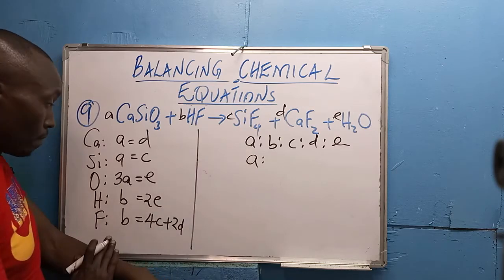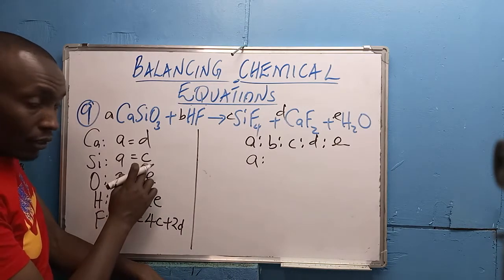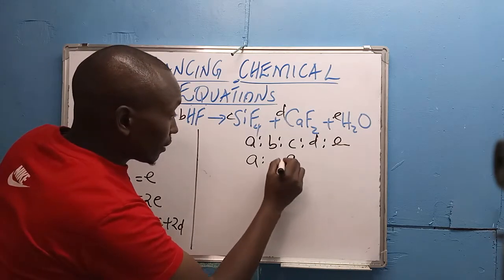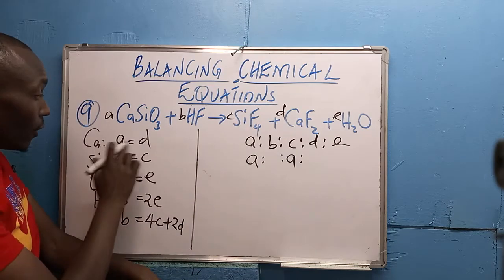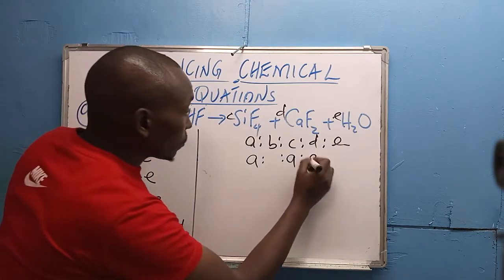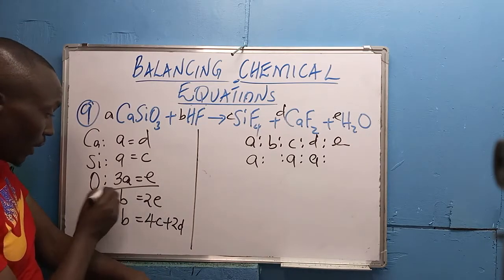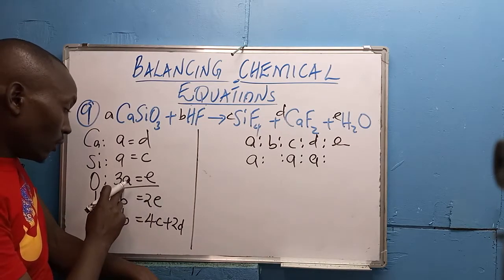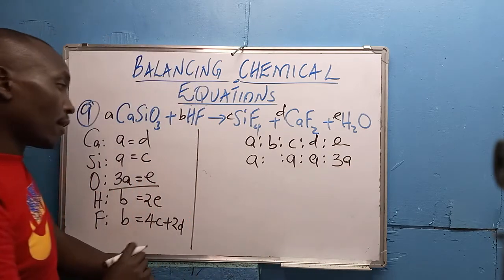A is just A. Now let's consider what we can easily do. A is equals to C. So even this one is A. So where there is C, I represent with A. A is equals to D. So even this one is A. What else do I know? Look at this one. E is 3A. Where there is E, I just write 3A.